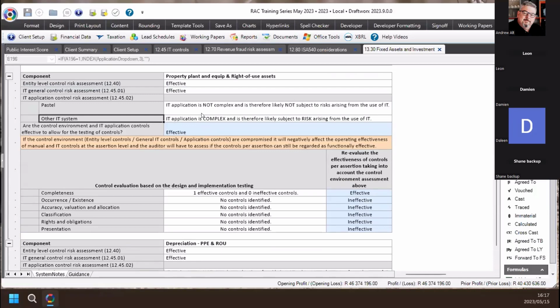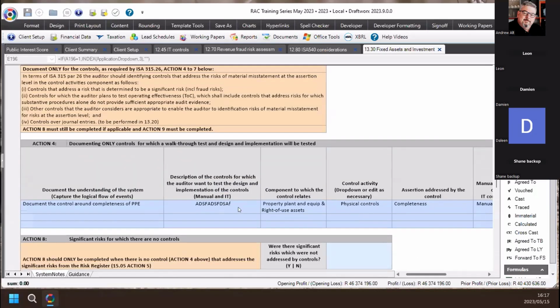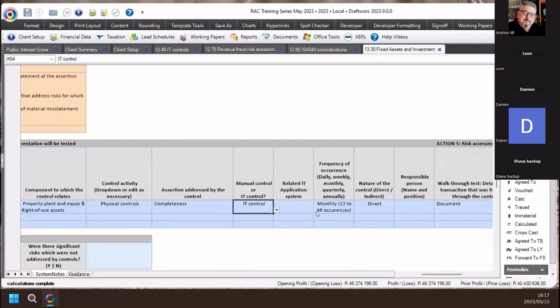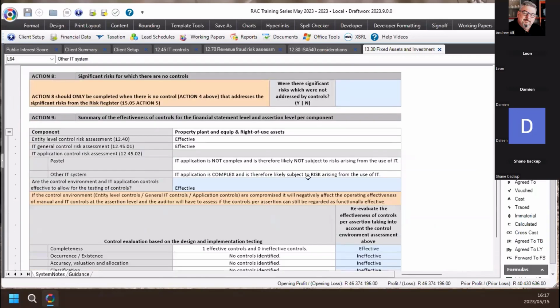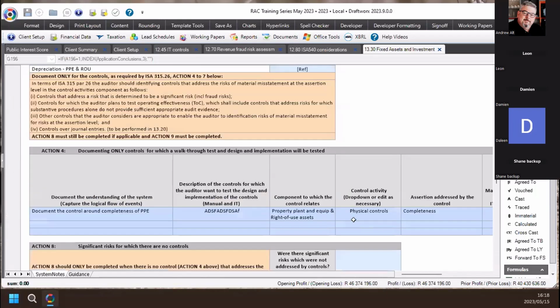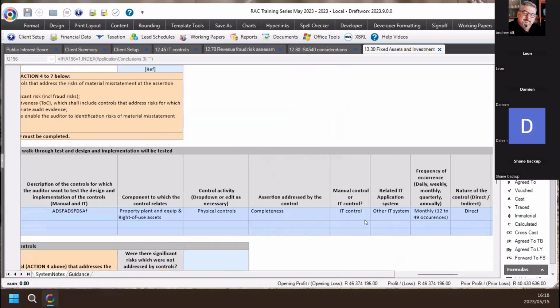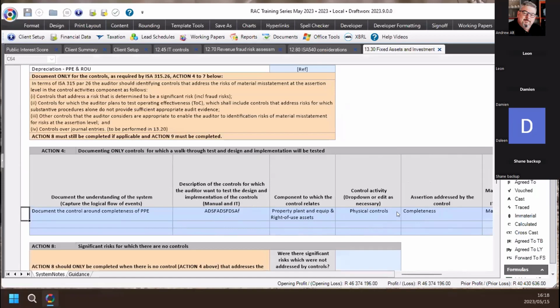It's warning you here that if I did, for instance, say that this was an IT control and it was using that other IT system, it is showing me that I might actually need to use an expert to test this system. It's just bringing that conclusion through for me. But for today, it being a manual control, I'll remove that IT control question in that spot there. Okay.